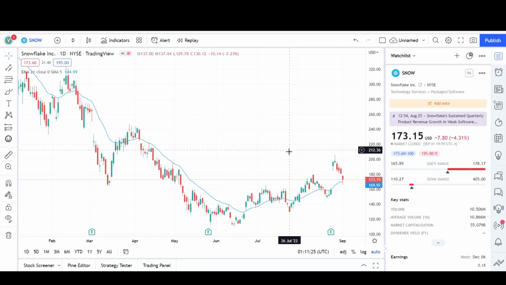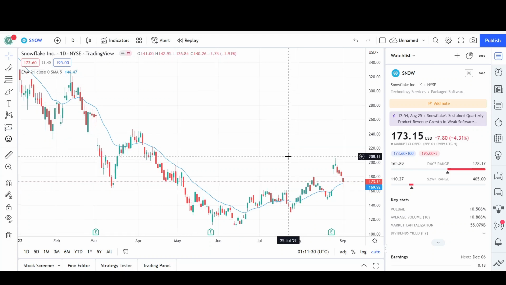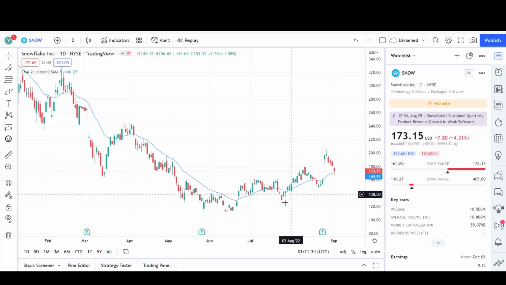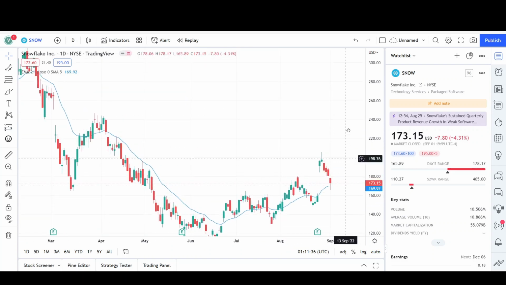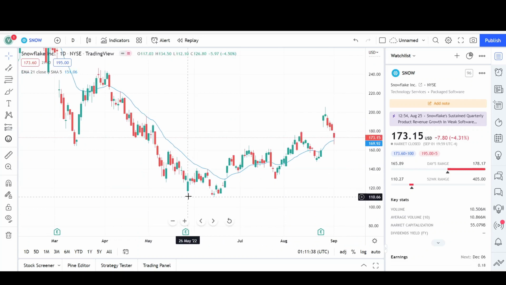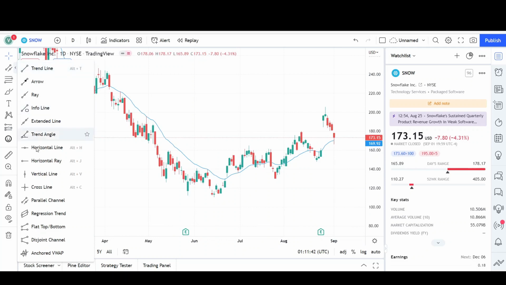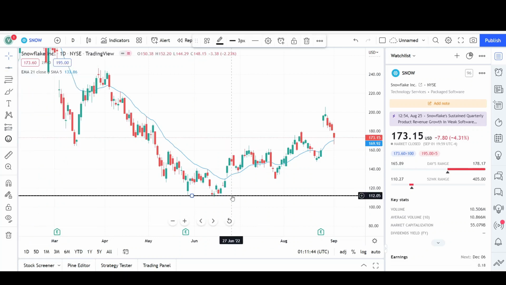So this was a long awaited analysis by many of you, so I finally have got the opportunity to take a look at SNOW technically. So let's take a look at the chart. It looks like there was a double bottom back over here in late May, early June. Prices cannot pass through this 112 level.